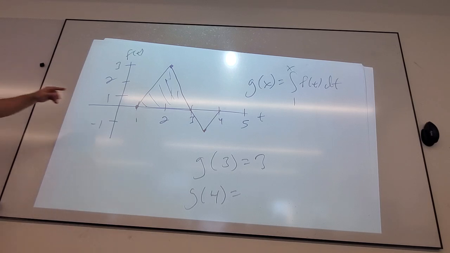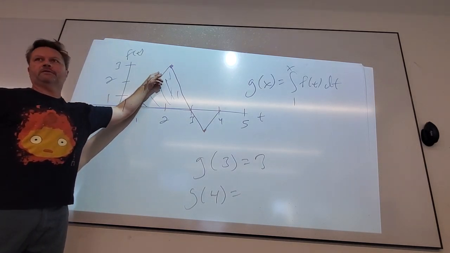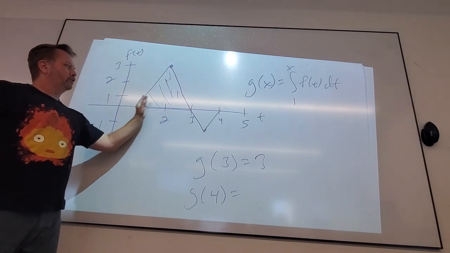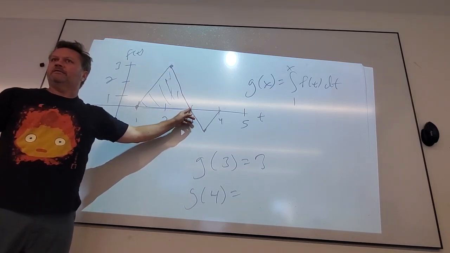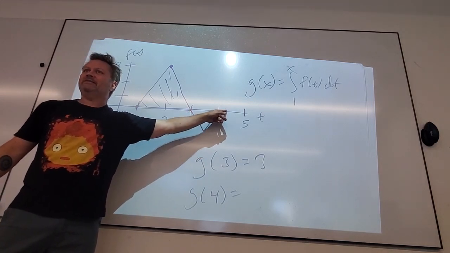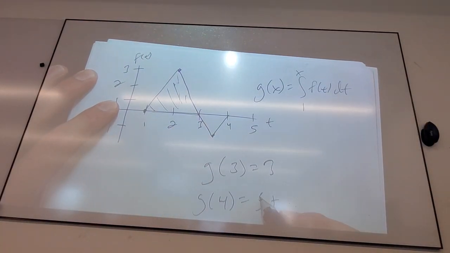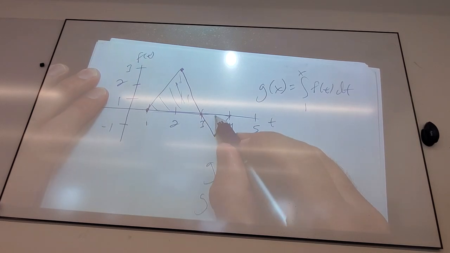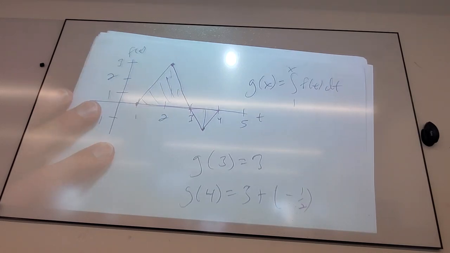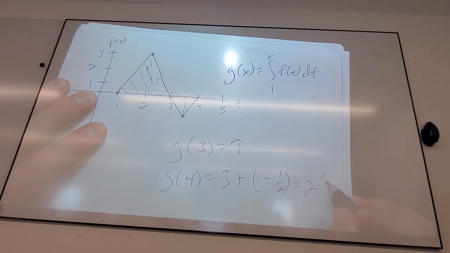If this is a change in profit, from 1 to 3 we made money. Now we are losing money. So my answer to g of 4 should be less than 3. I should be losing something. What is the area of that upside down triangle? Negative 1/2. So this will be 3 plus, the width is 1, the height is 1, so it's negative 1/2. So that would be, you're not going to believe it, 2.5.